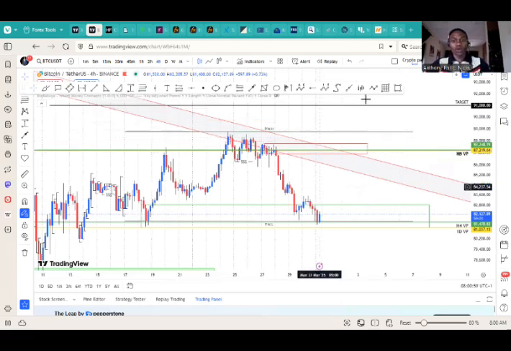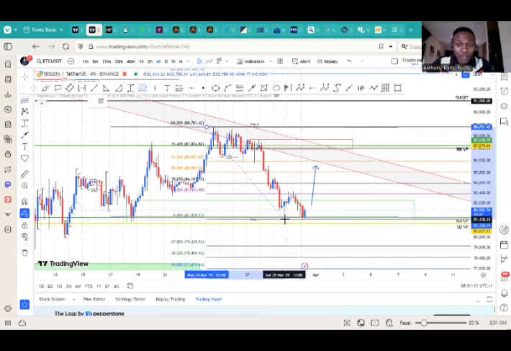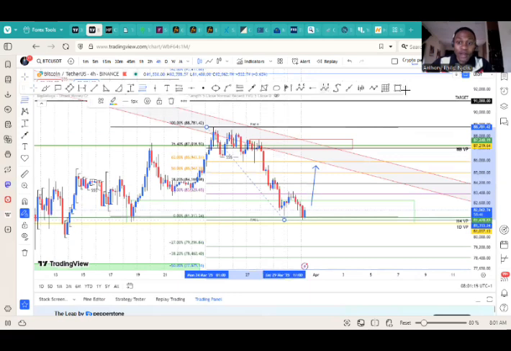Good, awesome. So from here now, my bias for Bitcoin is to shoot to the upside. More of a corrective structure because the prevailing trend is what? A downtrend. The trend is your friend. Never go against the trend. So I'm more of a corrective structure type of trade right now, and we're aiming for the 50 to 62% Fibonacci retracement point.